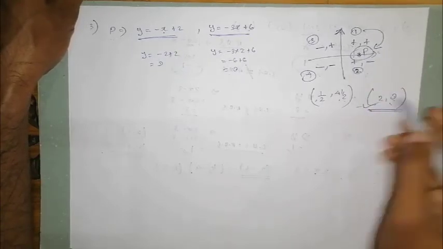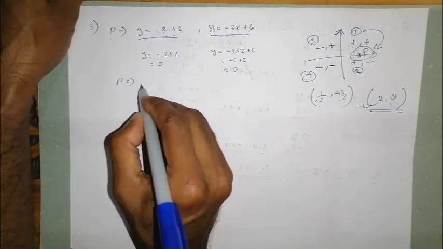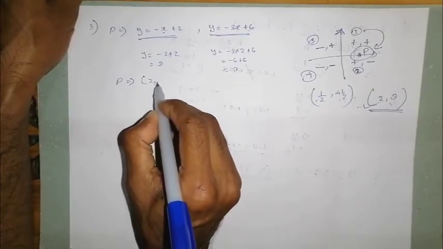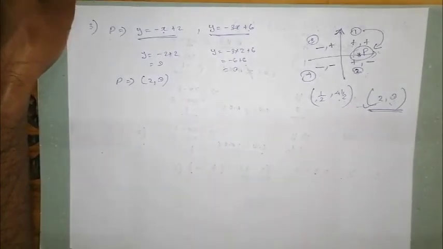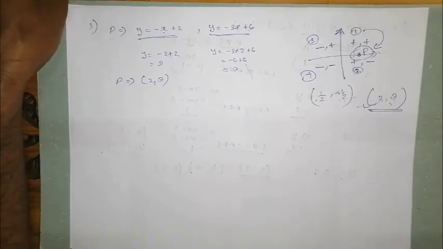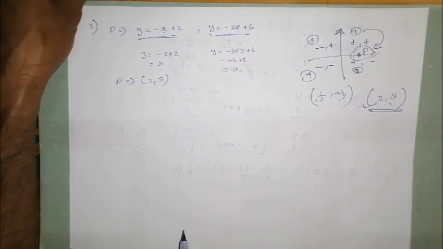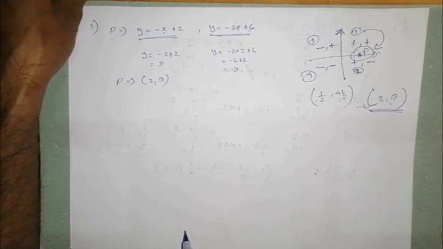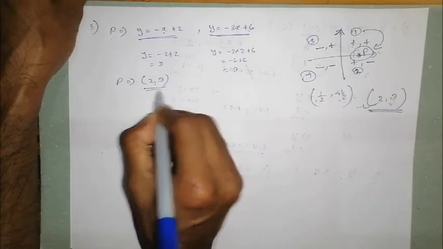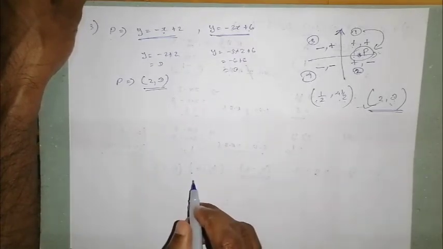So point P, the suitable value is 2, 0. What we discuss here, those are the reasons. If you check the question, they asked to write the coordinates of P, Q, R, S and give reasons. So what is the reason we are selecting 2, 0?